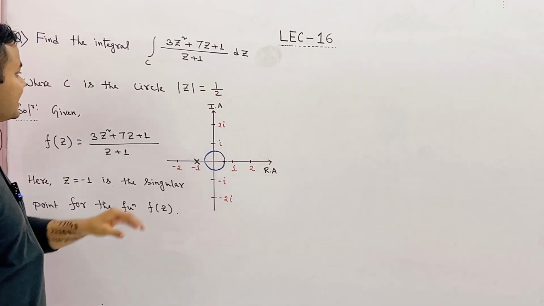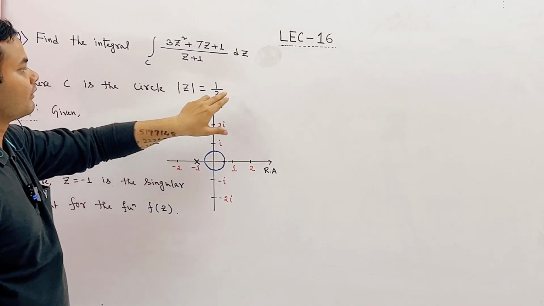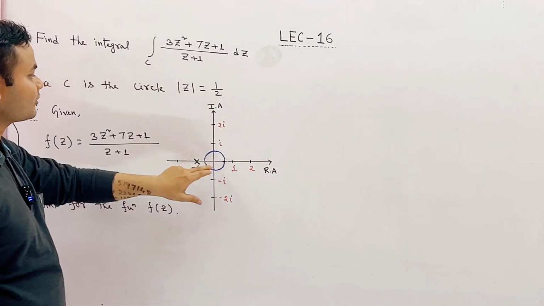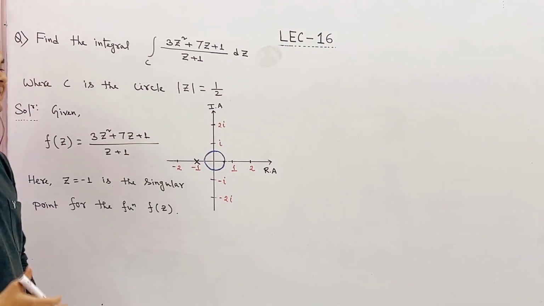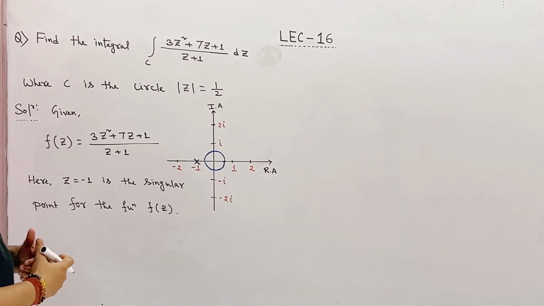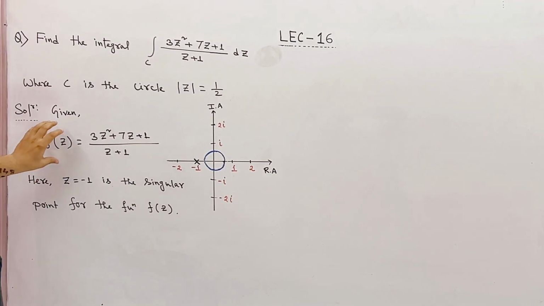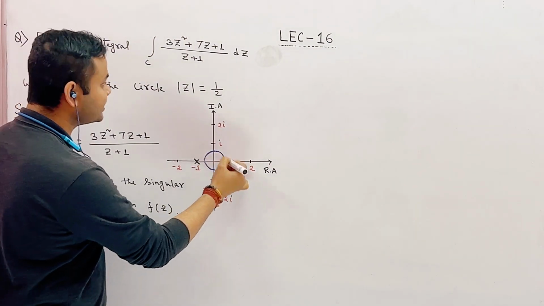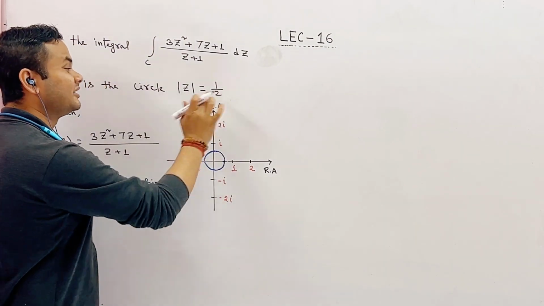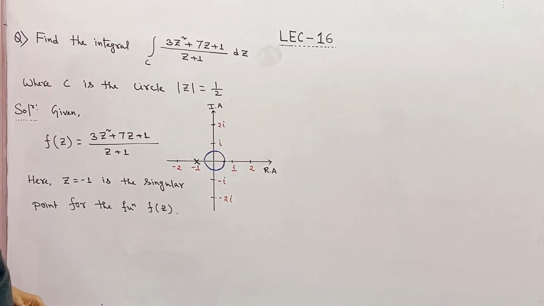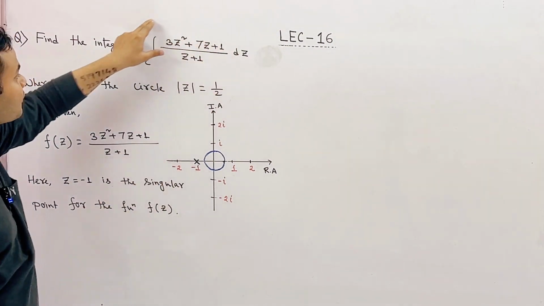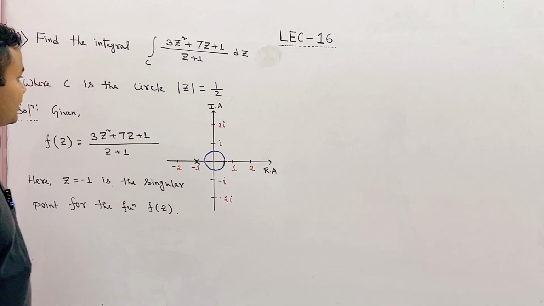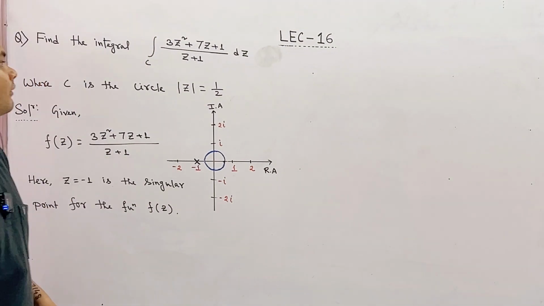Again, we have seen that the given circle whose radius half and center at origin does not enclose any singular point. In other words, we can say that this function f of z is analytic at all points inside and on this circle modulus of z equal to half. So, therefore, by Cauchy's integral theorem, the value of this integral is 0. Okay? So, let me write these points.